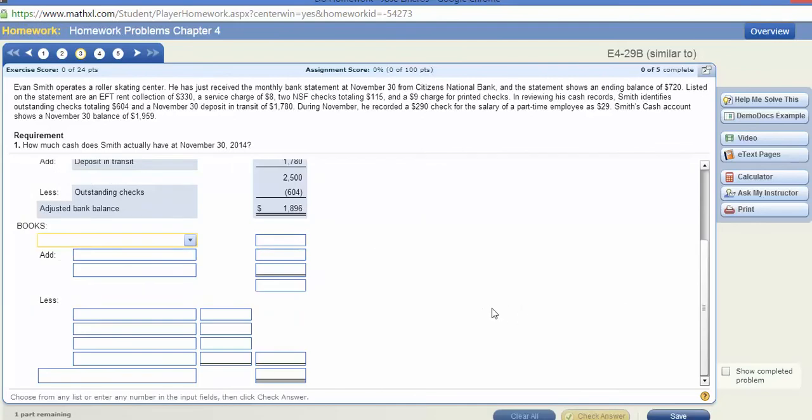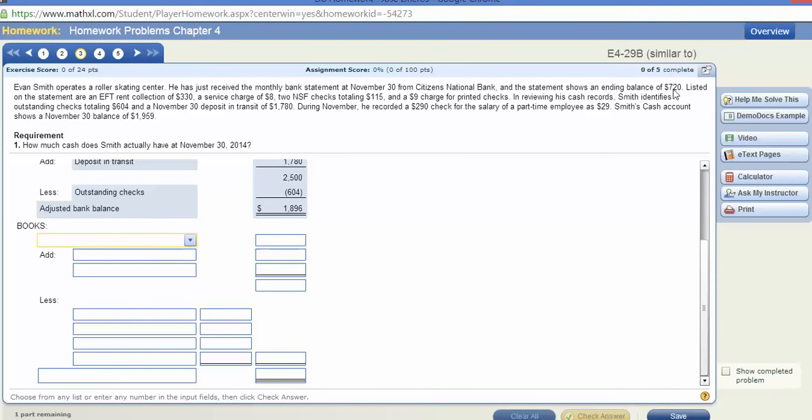Let's drop down to the books now. The books kind of start the same way, because you start with the book's version of the truth. What you want to do is say, okay, up here, we're going to start with what the book thinks cash is. So we slide up here, I'm going to take it left to right.